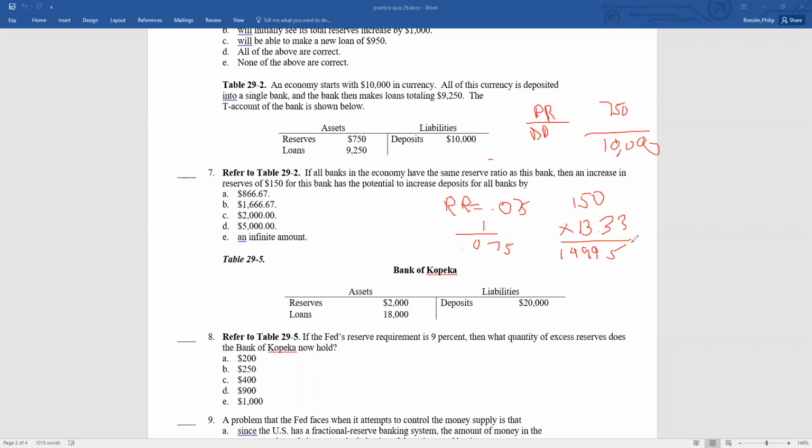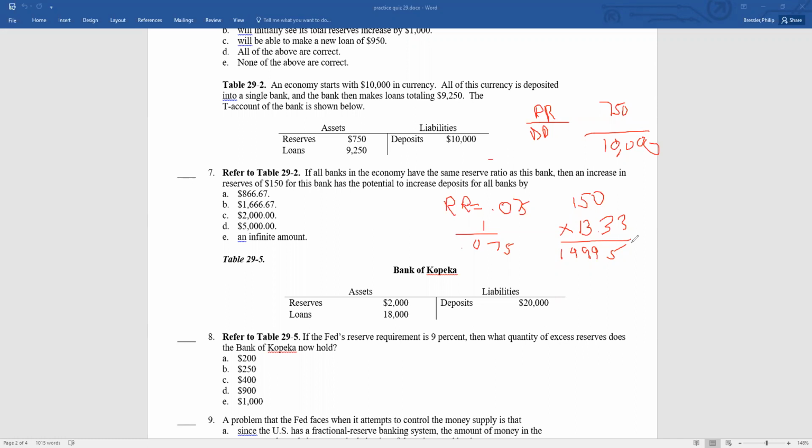Okay, so it shows you the bank has 10,000. They keep 750, and that should be required reserves. They just call it reserves. They loaned out 9,250. So I want to find out what my required reserve ratio is. I put required reserves over demand deposits, which is 750 over 10,000, and I get 0.075.